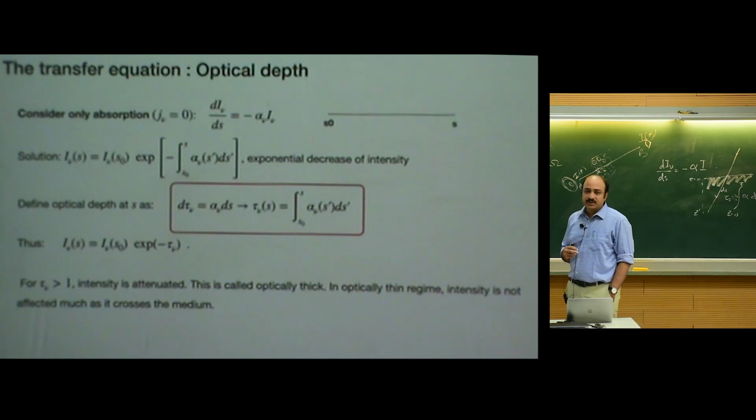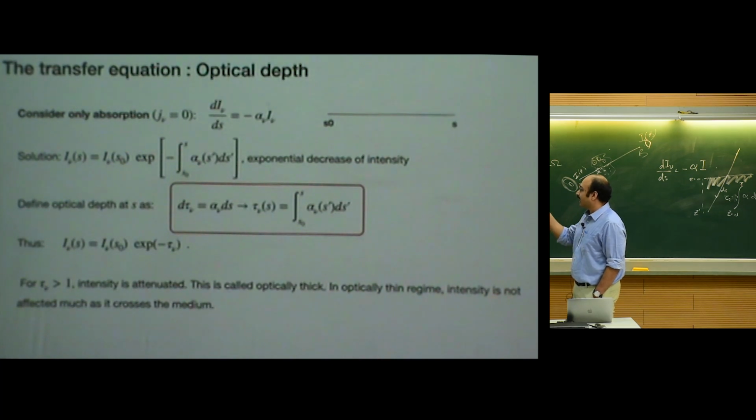So if tau is greater than 0, so if your absorption coefficient is such that your optical depth is more than 1, you have a function which is exponential minus some positive quantity, and the intensity drops drastically. It's an exponential decrease in the intensity, and that is called optically thick. So this is an important distinction here. What is optically thick and what is optically thin? Because we'll come back to what the properties of an optically thick medium are.